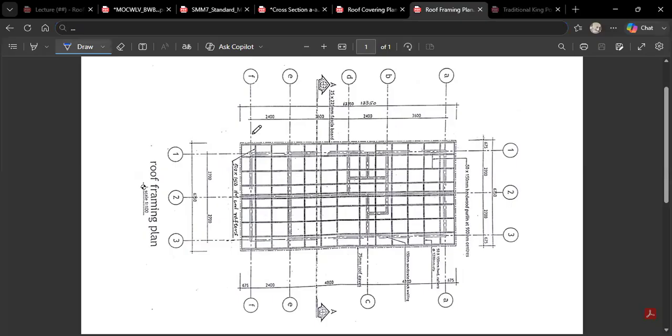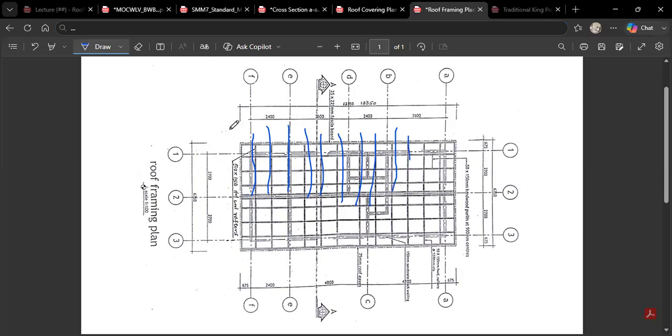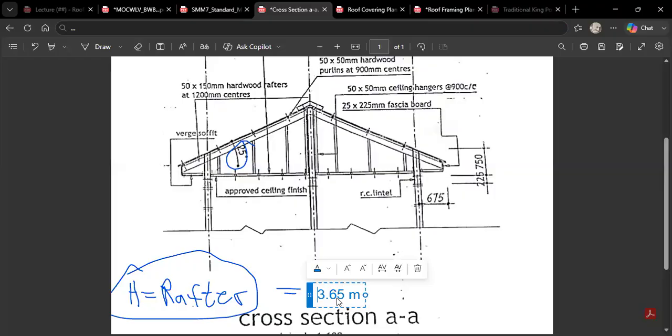You see that the rafters are plenty. They are the members you see running like this. So we want to know the length of just one member, if you take a single unit, which is 3.56 meters. So this is supposed to be 3.56 and not the other way around. That is the length of one.